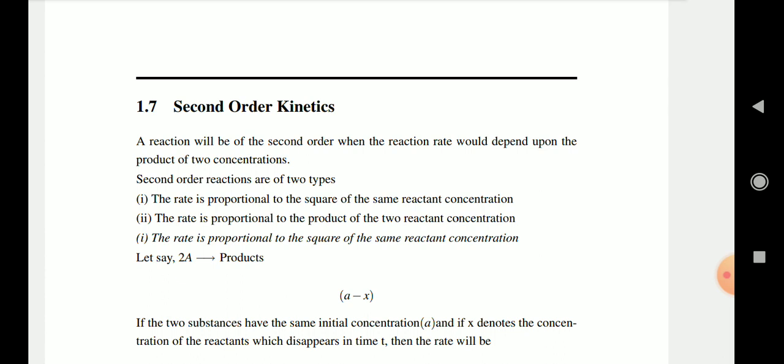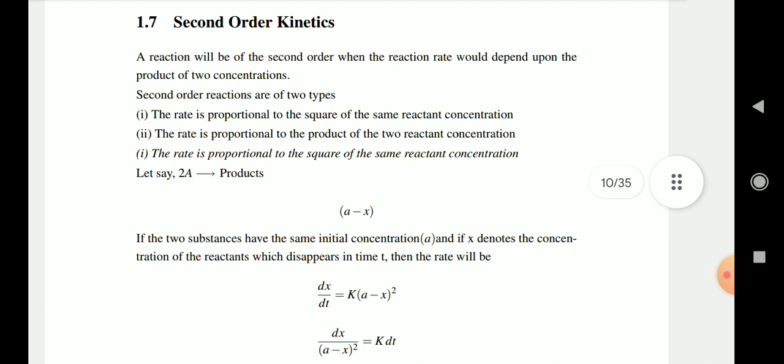Second order reactions are of two types. In the first, the rate is proportional to the square of the same reactant concentration. In the second, the rate is proportional to the product of two reactant concentrations. Taking the first type, let us say 2A gives products.